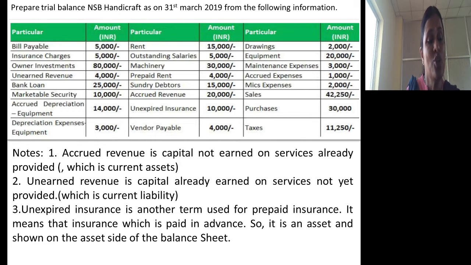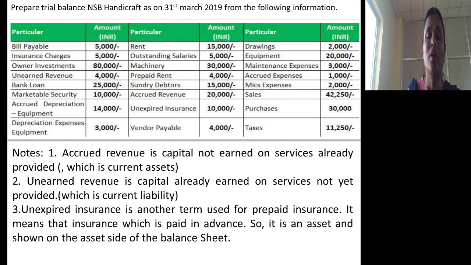Try to understand. Usually assets show a debit balance, liabilities show a credit balance, expenses show a debit balance, income or gain shows a credit balance, and capital shows a credit balance. This you should be aware of before preparing the trial balance. I have given a note about accrued revenue. There are three important aspects which you may not be aware of. One is accrued revenue, another is unearned revenue, and the other is unexpired insurance.